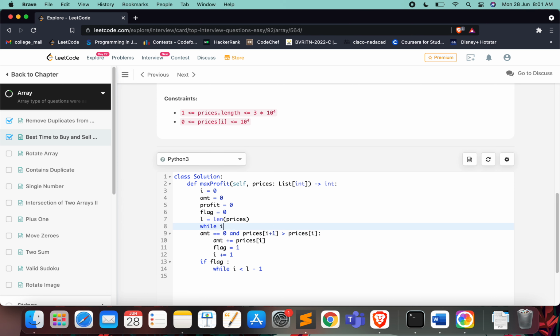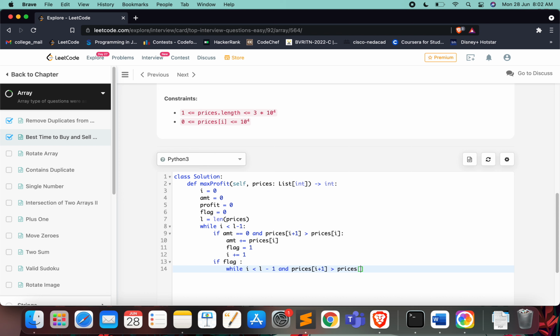Oh, for that, first we have to loop. So loop till i is less than L minus 1. And this condition should be here, if... one second guys. It's an if condition, so it's not a while condition. The while is the whole loop, and we'll check every element here. Okay, don't get confused. That is our second condition: prices of i plus 1 should be greater than prices of i.